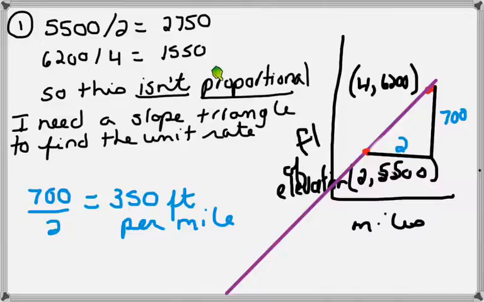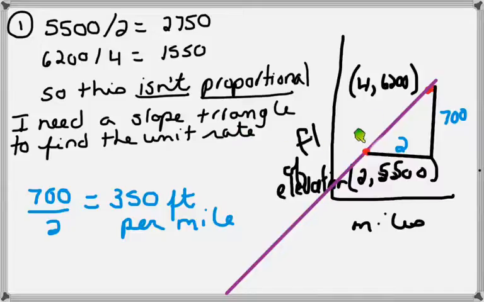And that's very important because it means that it's not going to go through (0, 0) on a graph, and it's going to have plus or minus something in the equation. So in order to figure out what the unit rate is, I can't do y divided by x. I need a slope triangle.